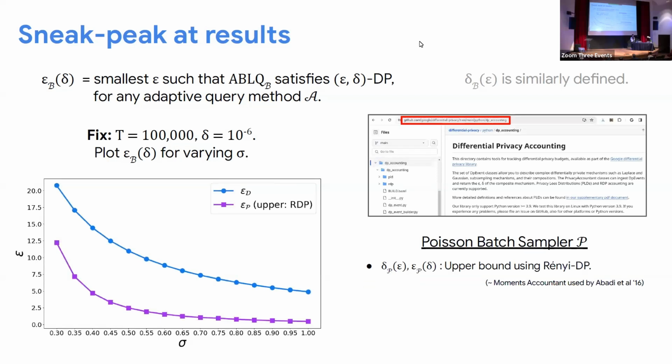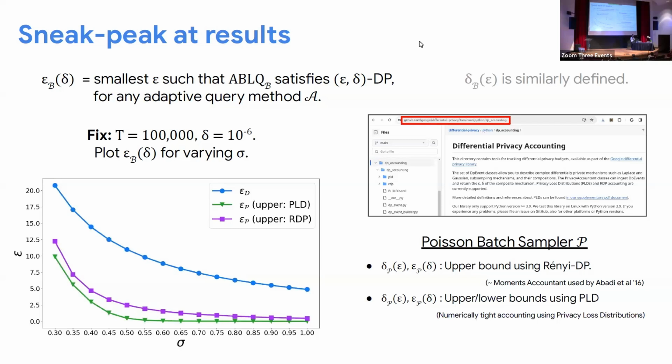And then for the Poisson batch sampler, there are different methods to compute this. So one way to do this is to use Renyi DP, which gives us upper bounds on the epsilon and delta. And another way to do this is to use the privacy loss distributions, or PLD, and this actually gives upper and lower bounds, but it's a numerical method. Yeah, but it can give us pretty accurate bounds by controlling how much accuracy you use.